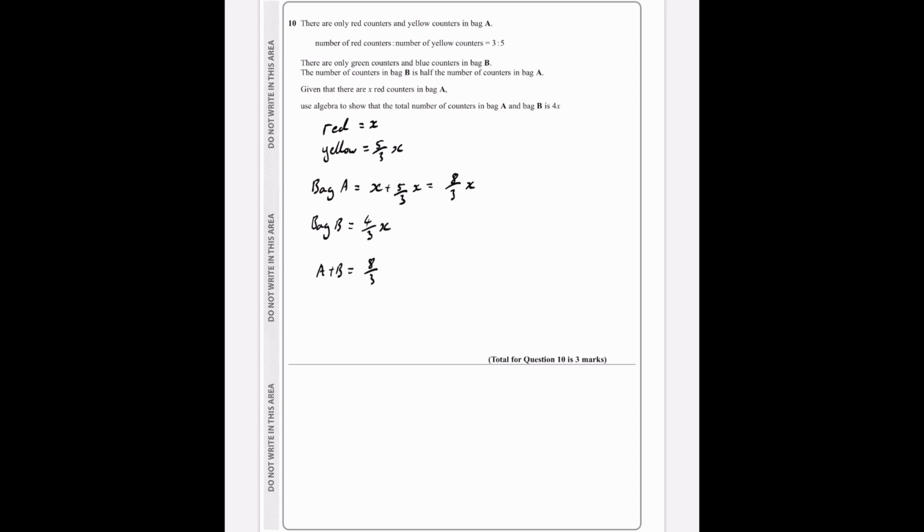And so the total number of counters in both bags, let's add 8 over 3 lots of x and 4 over 3 lots of x, which will be 12 over 3 lots of x, simplifies to 4x, which was what the question wanted.